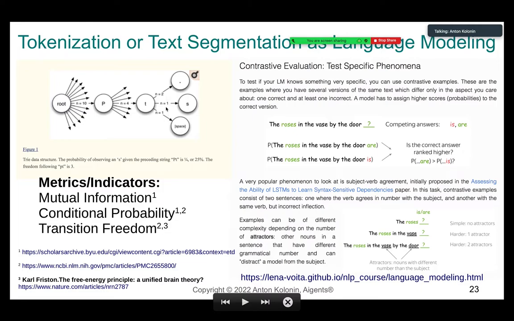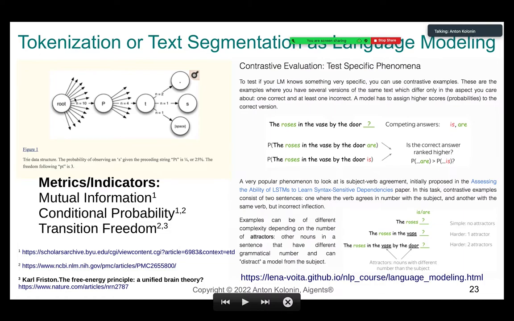So the number of states that might happen after the letter T is 3. So transition freedom is 3, pretty simple. But these transition freedoms might be counted not only in respect to letters, they can be counted in respect to combinations of letters, words or n-grams. So actually, in this particular example, this number of three states corresponds not to the single letter T, but to the sequence of P and T, which is happening after the beginning of the sequence.